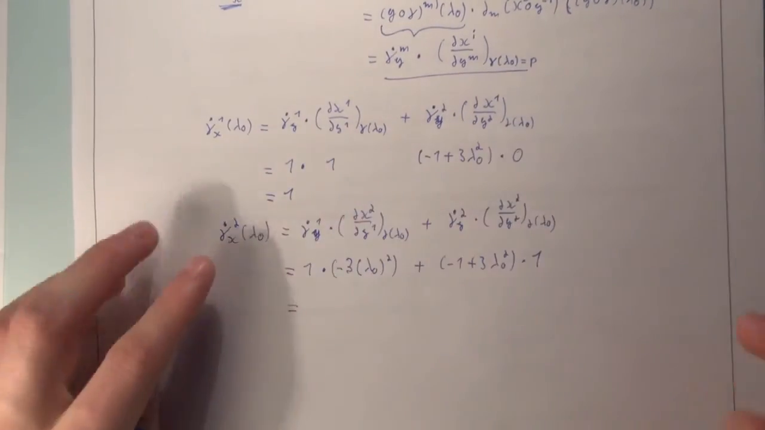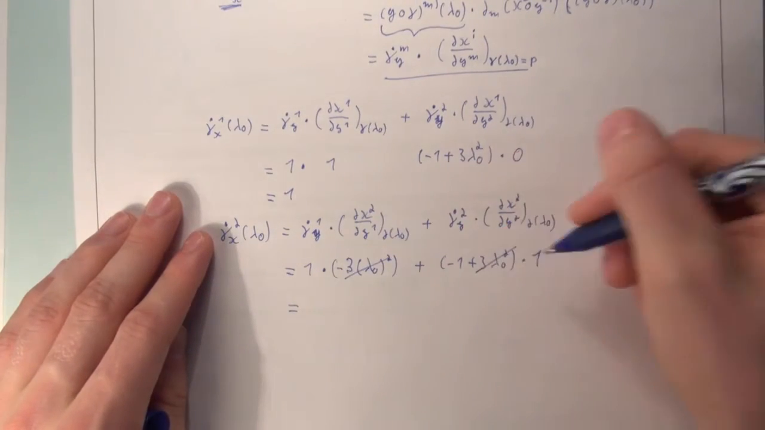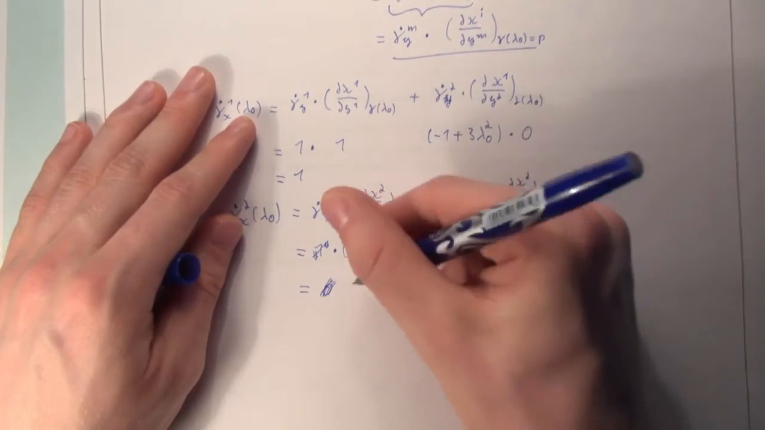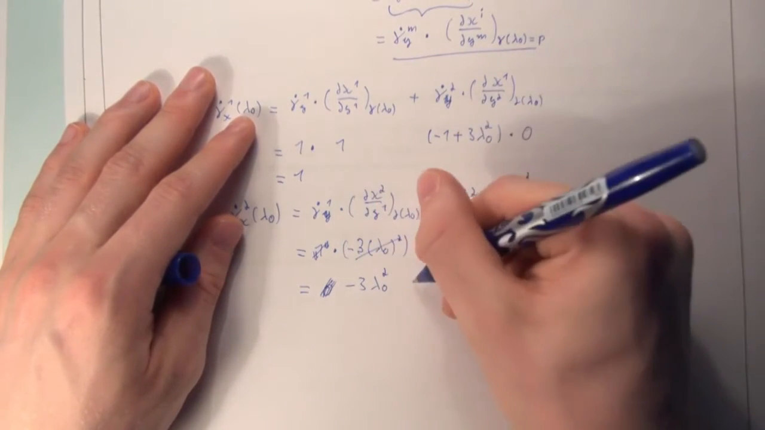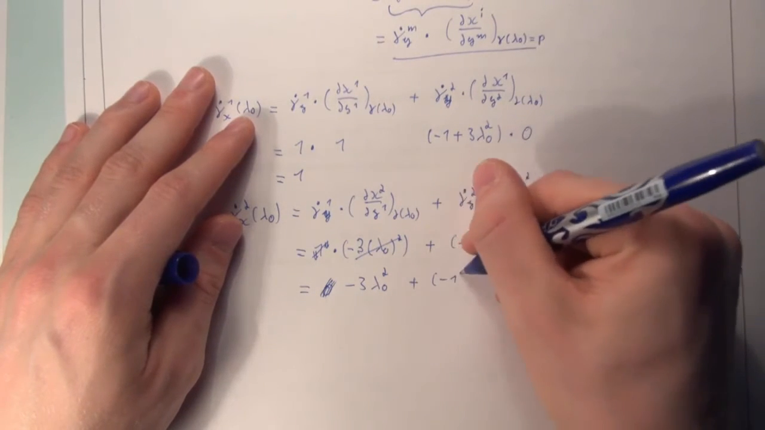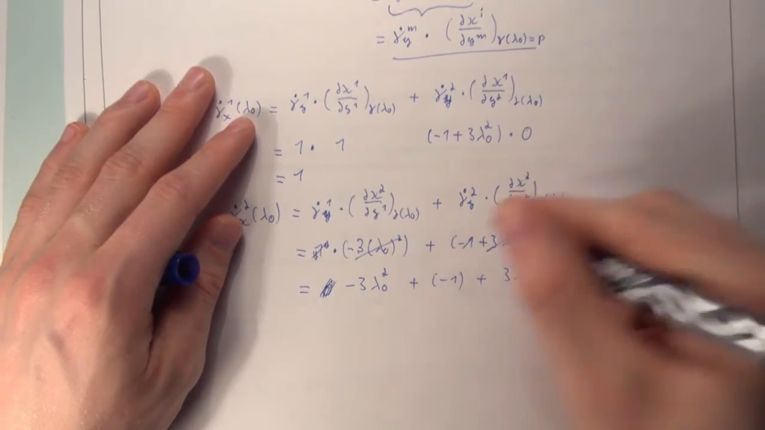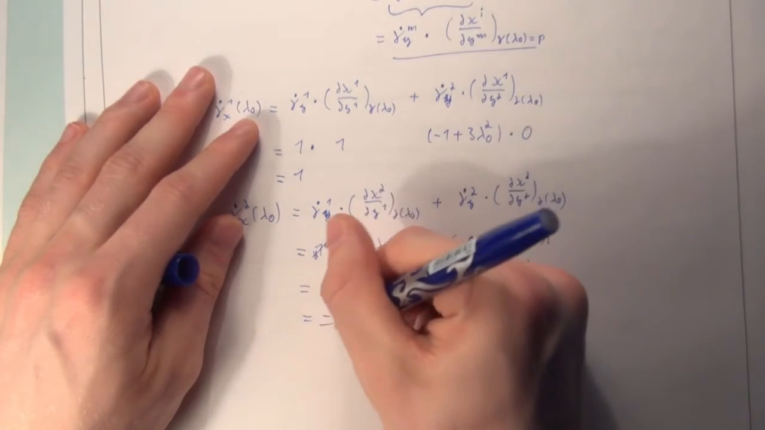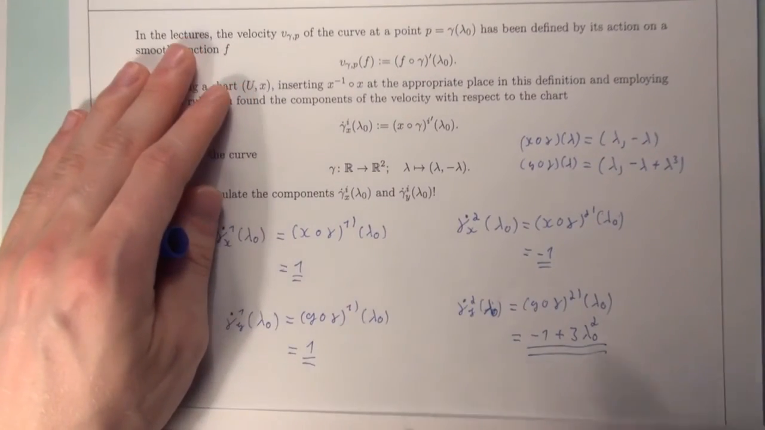Now we can put this together and see that these expressions cancel. This is minus 3 lambda naught squared plus minus 1 plus 3 lambda naught squared, and we just get minus 1, which now is the right answer.